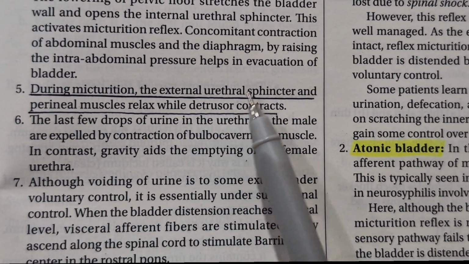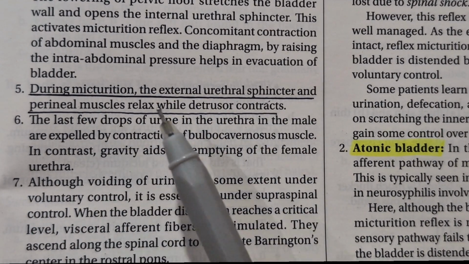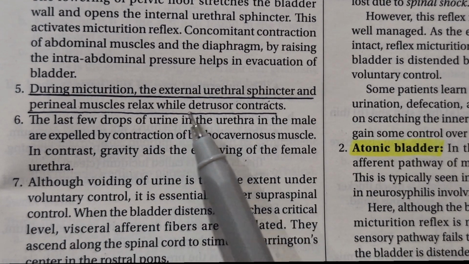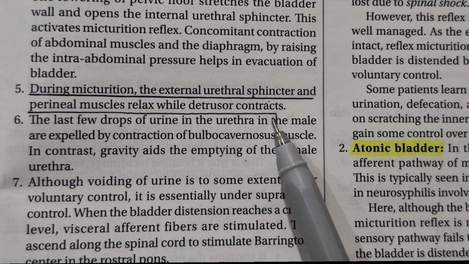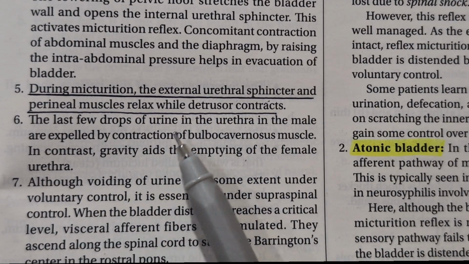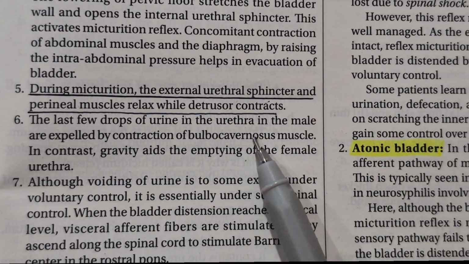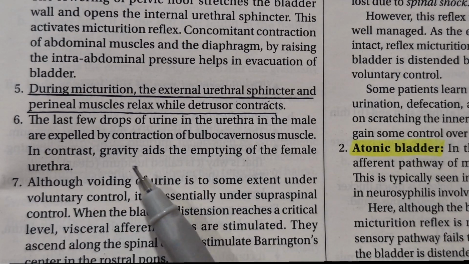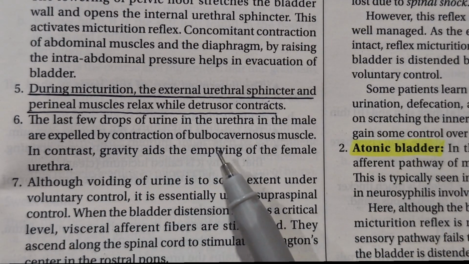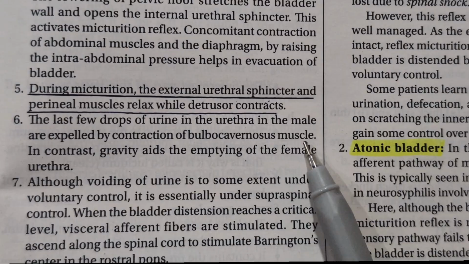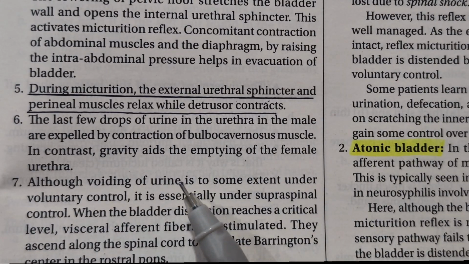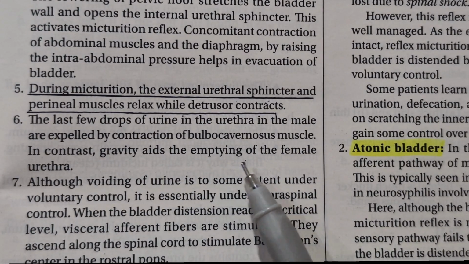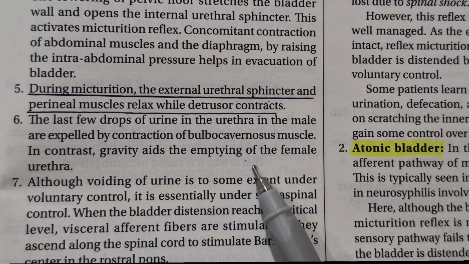During micturition, the external urethral sphincter and the perineal muscles relax, while the detrusor contracts. The last few drops of urine in the urethra in the male are expelled by contraction of the bulbocavernous muscle. In contrast, gravity aids the emptying of the female urethra.